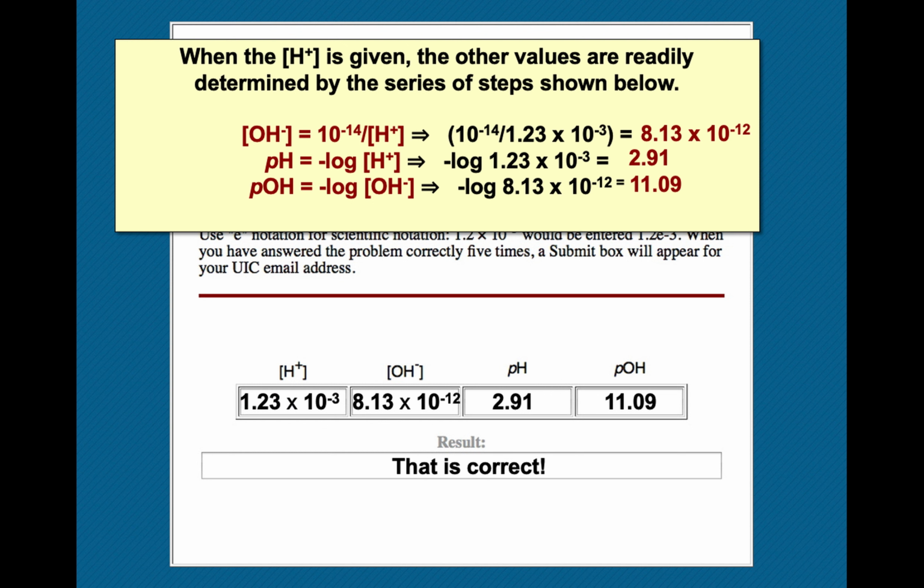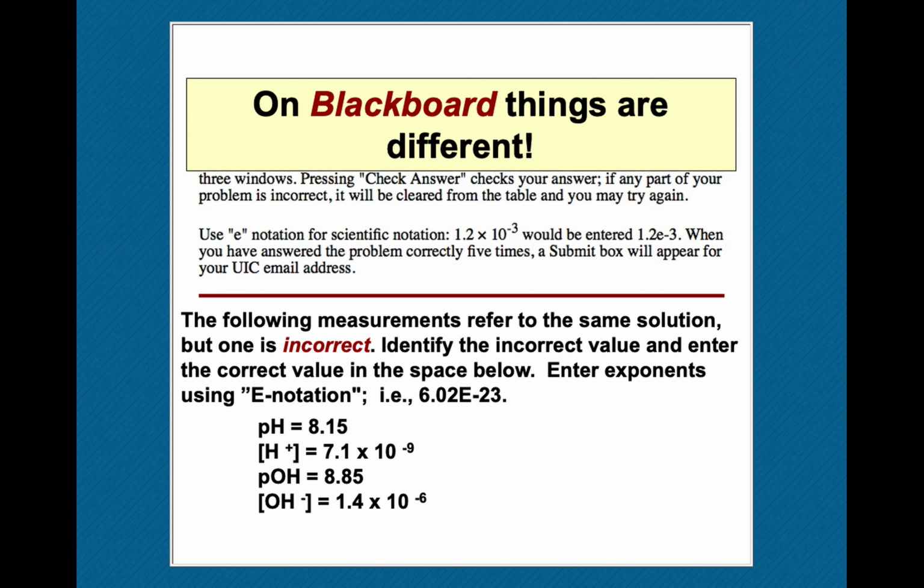Now, sadly, Blackboard won't let me do this. So I had to come up with a different type of problem. So make sure you understand it by practicing with this guy. Then, when you go to Blackboard to get your points, the following measurements refer to the same solution, but one is wrong. Which one is wrong? And type in the correct answer.